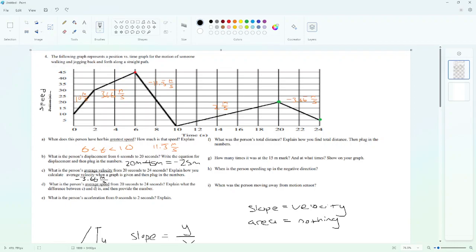So the average speed is just going to be, in this case, the distance that's traveled. The distance traveled is going to be 15 meters. It's going to be the absolute value of the displacement in this case. So it's 3.66 meters per second. Just going to be the positive of what we got for the displacement. That is the difference.